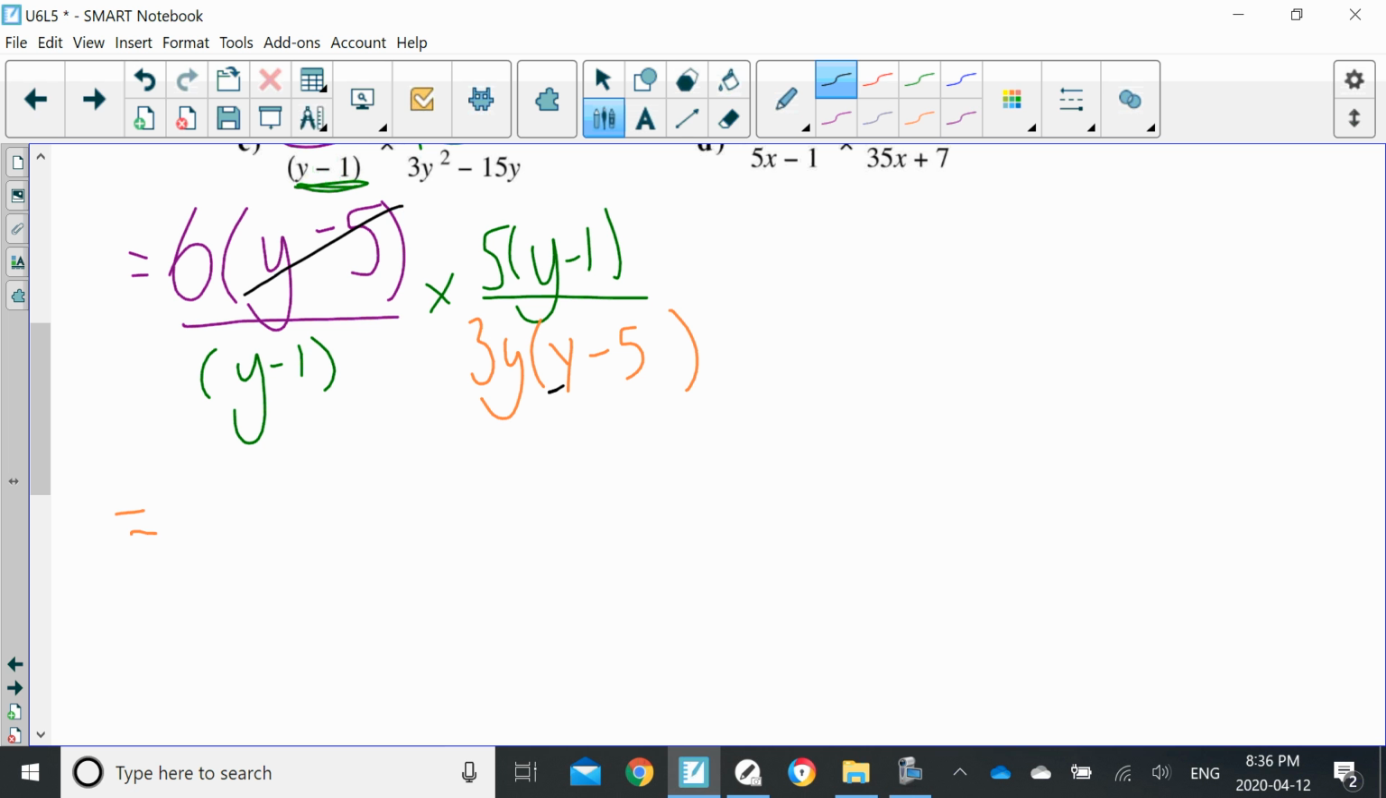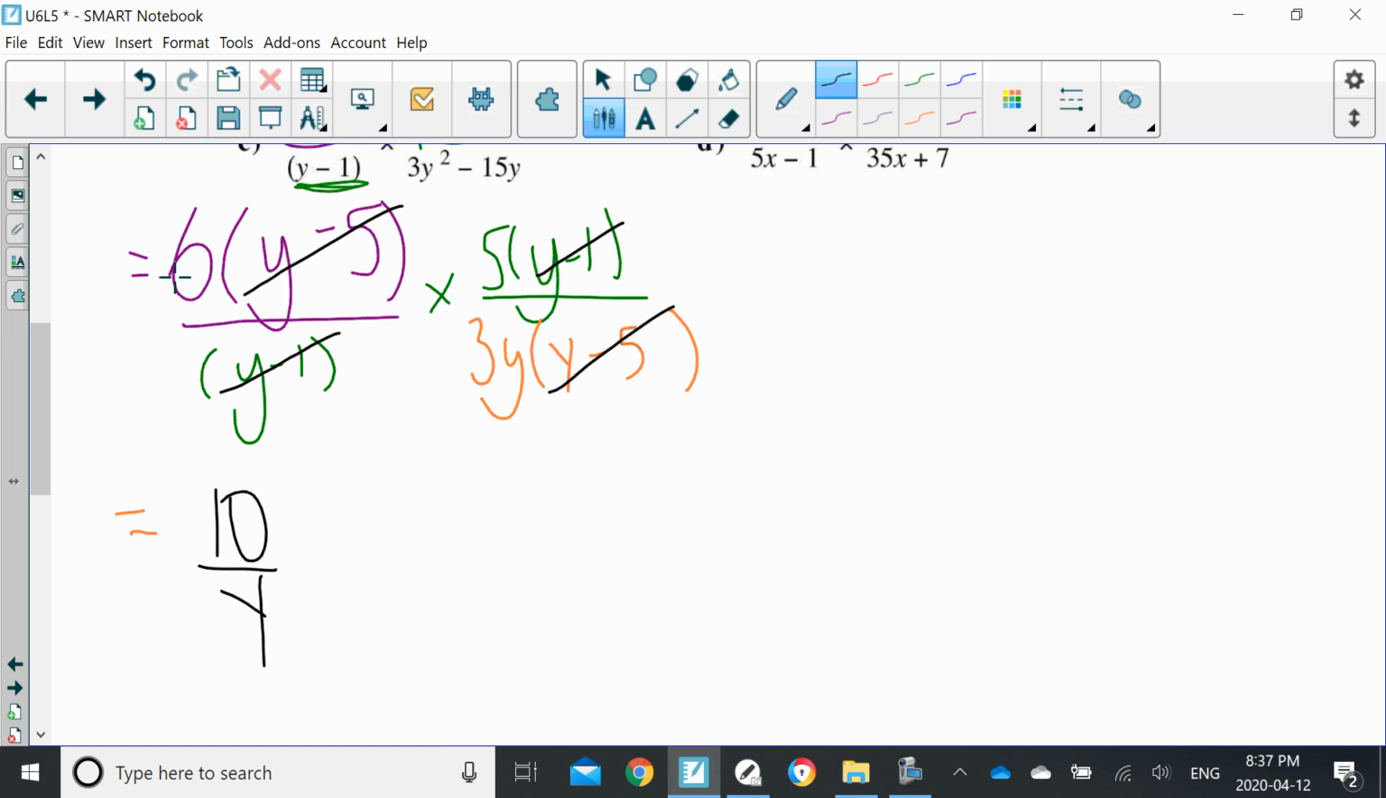Y minus 5 and y minus 5 would cancel. Y minus 1 and y minus 1 would cancel. Now for my numbers, there's 2 different ways I could do this. I could say 6 times 5 is 30, and 30 divided by 3 is 10. So I could say my answer is 10 over y.